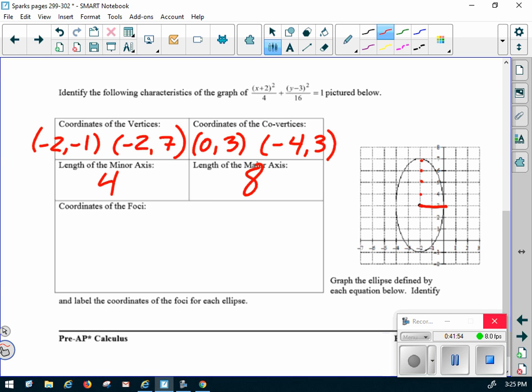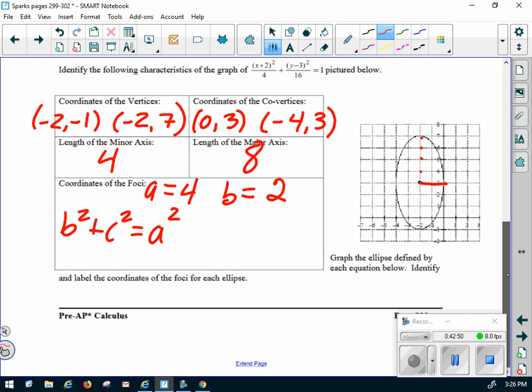The distance from the center to a focus is what? What letter? C. The distance from the center to a focus is C. I need to find C. Do I know what A is? What is it? Look at your notes. What's A? Because the length of the major is 2A. So A is 4. What's B? B is 2. What's the relationship between A, B, and C? Which is the longest? A is the longest. If you can remember A is the longest, then it's going to be B squared plus C squared equals A squared. Okay? So let's see if we can finish that before the bell rings.